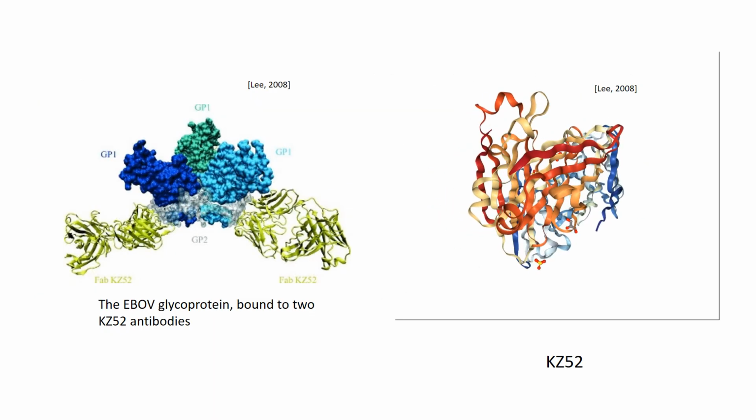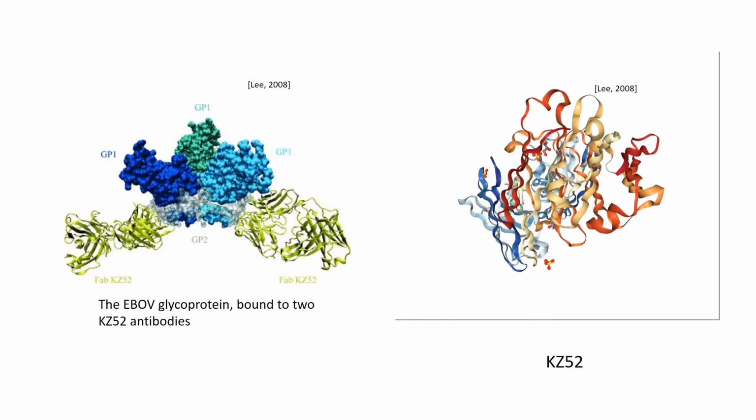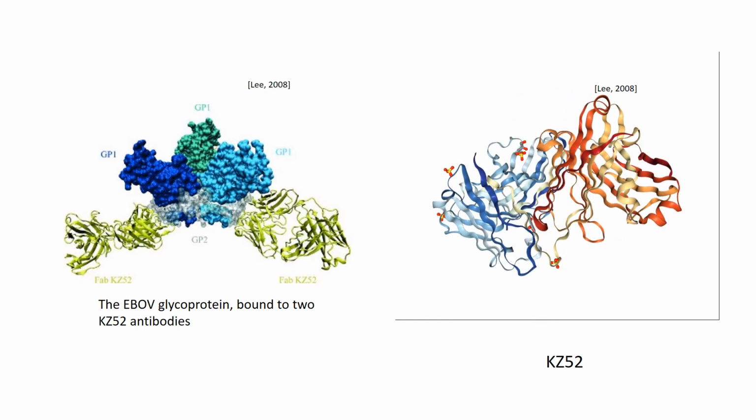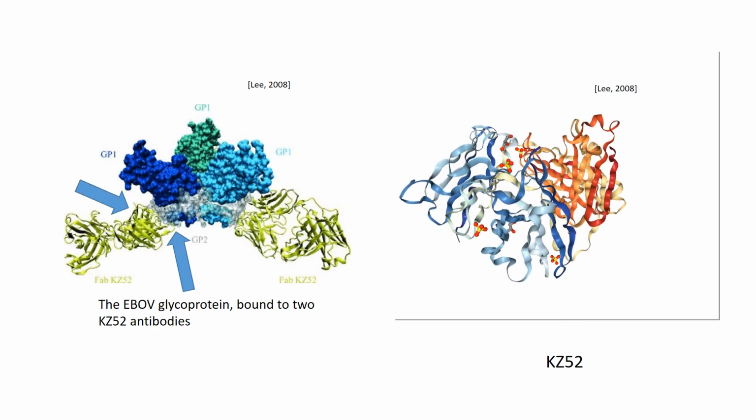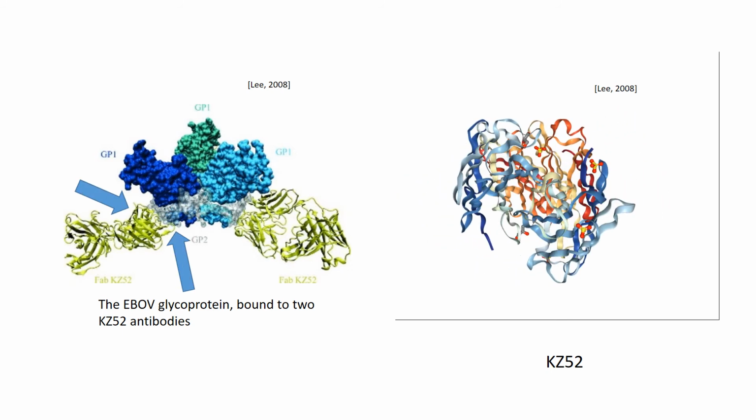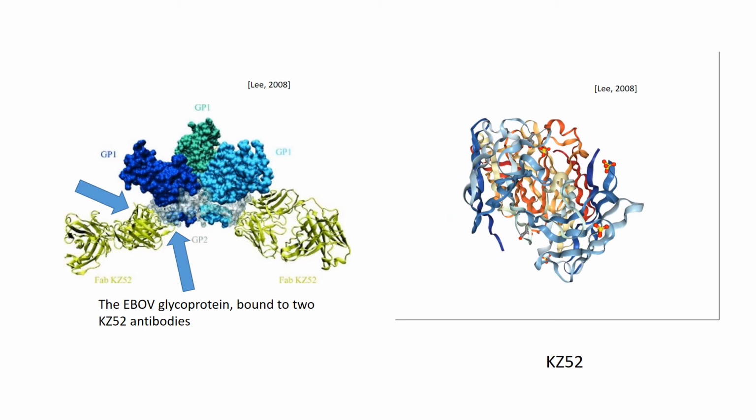The human antibody KZ52 has been found to recognize the glycoprotein, binding simultaneously to the GP1 and GP2 strands. Because the virus uses the glycoprotein to attach to host cells and invade them, the KZ52 antibody can neutralize the virus by preventing the glycoprotein from functioning.